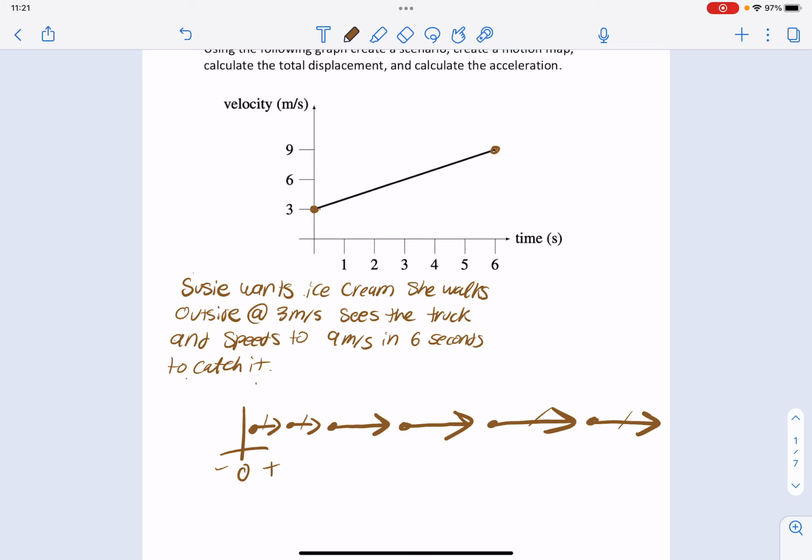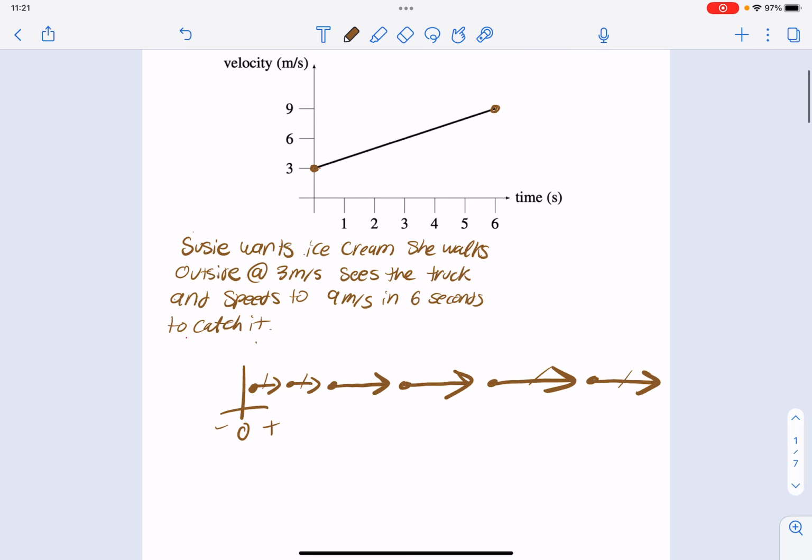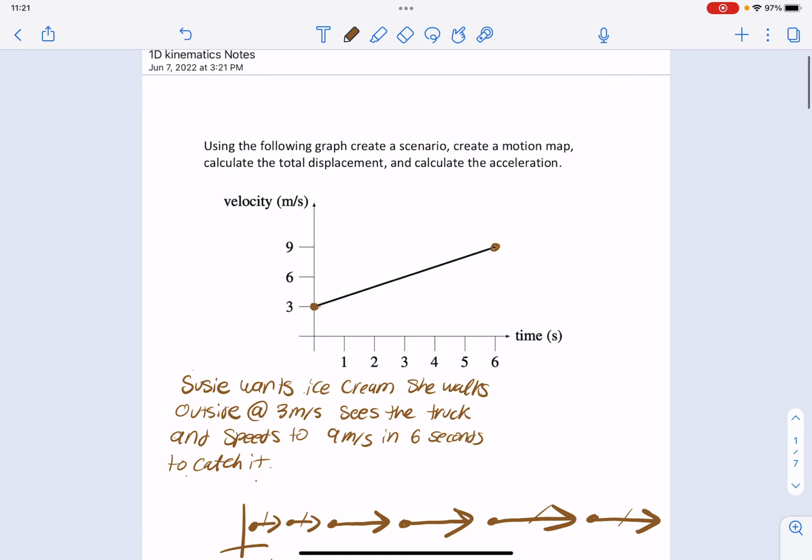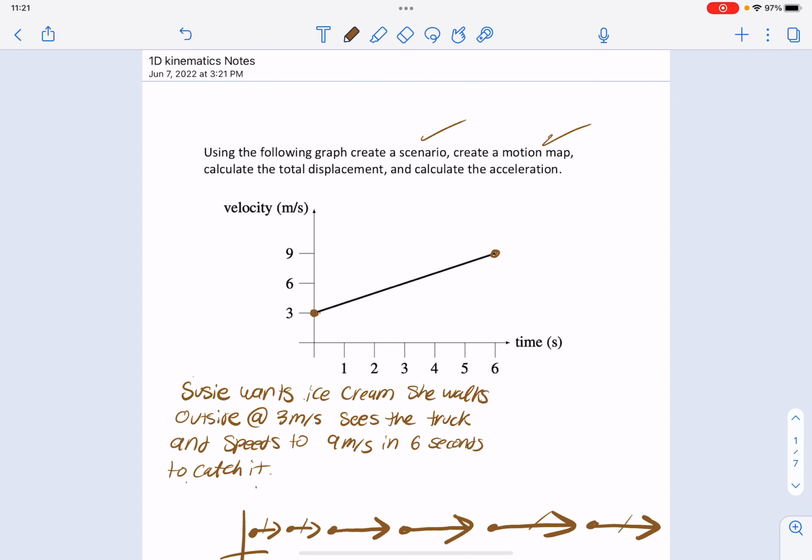So this entire time we're above the axis, so we're above 0. That means we're moving positively. So Susie's moving positively, speeding up. So we've got our scenario, we've got our motion map. Now let's calculate the total displacement. So what do we have to remember? From position to velocity to acceleration, it's slope. And from acceleration to velocity to position, it's the area under.